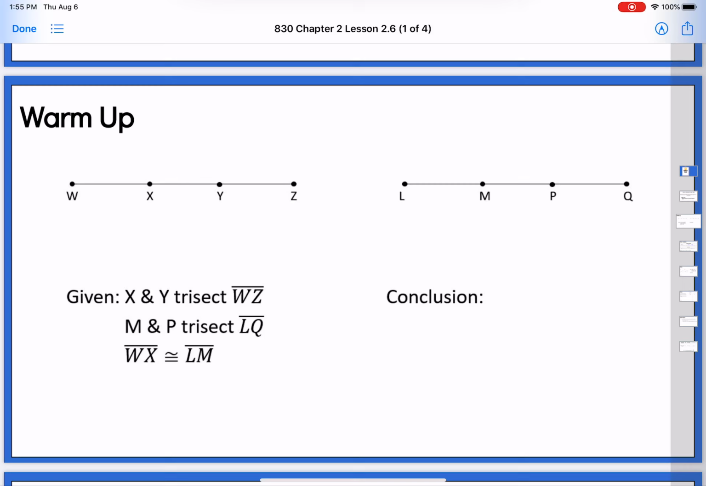It also says that little segment WX is congruent to little segment LM. And your job is to write down everything that you know in your conclusion there. What can you know for sure about that picture based off of those givens? So a little bit more practice drawing those conclusions as well. If you haven't given this a shot yet, go ahead and pause your video and see what you come up with.